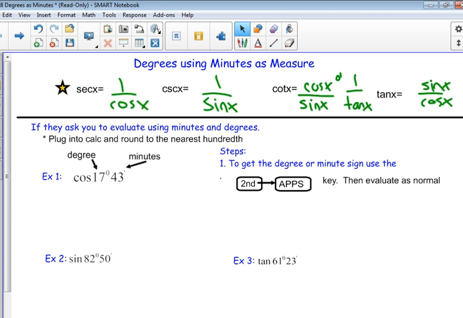So what we're going to do today is look at using degrees and minutes as another way to measure an angle. And just press the button in your calculator. It's the only difference. So to get your cosine of 17 degrees and 43 minutes, this little degree sign, that's what the degree sign is. The minute sign is just like a little dash.